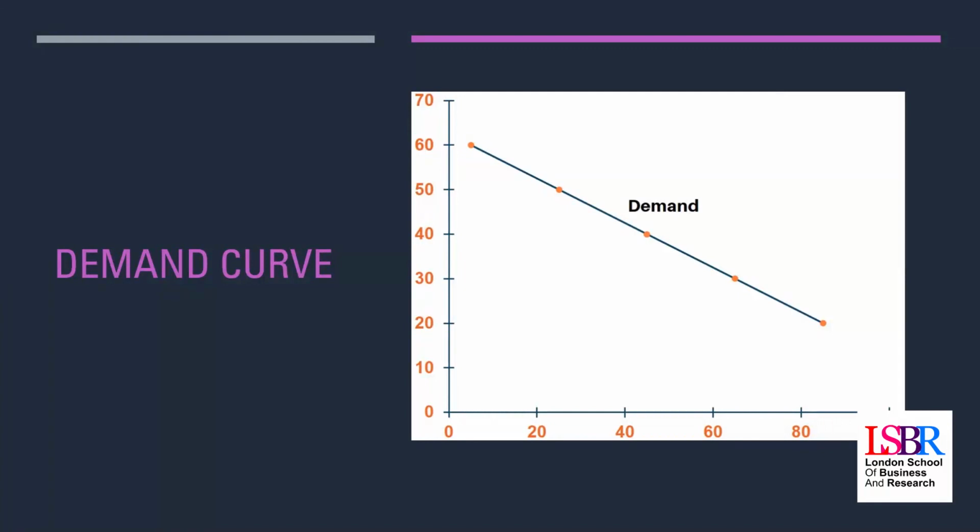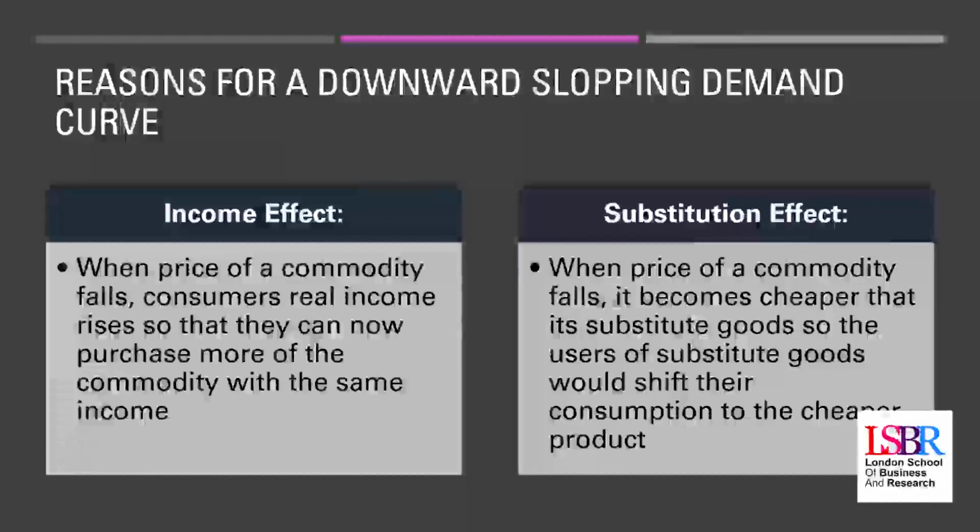This is important for businesses because they need to be able to see how much demand there will be depending on the price that they charge for their product. So next we need to think of, well, why does the demand curve slope downwards then? We said it's an inverse relationship, okay?